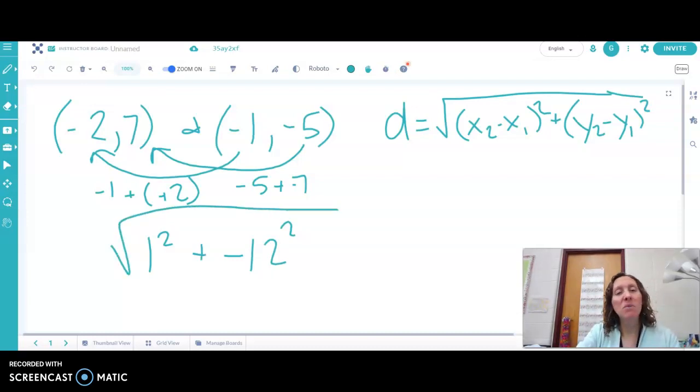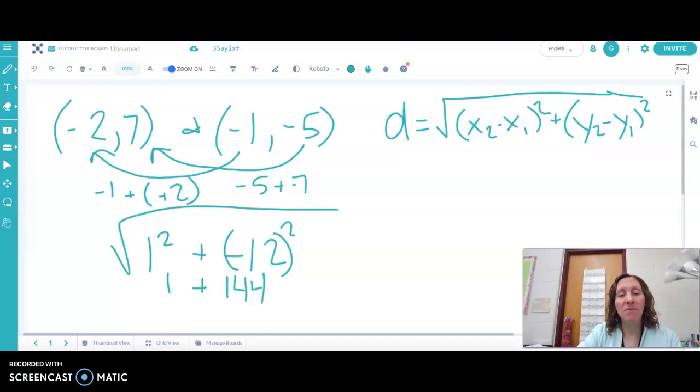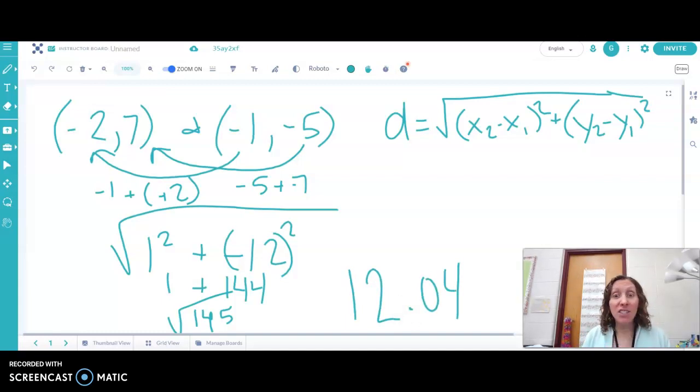1 squared, 1 times 1 is 1. No silly business, don't you dare say that's 2. Plus, we are multiplying -12 by -12. A negative times a negative is a positive. So 144. If we add those together, we get 145, and we need to take the square root of that number. 145 square root. You know, I was hoping I'd get an answer that involves rounding, but none of my examples have. All right, so that answer is 12 4/100.